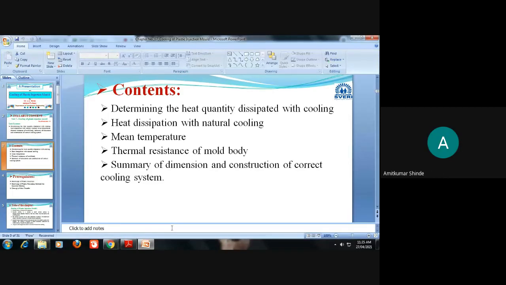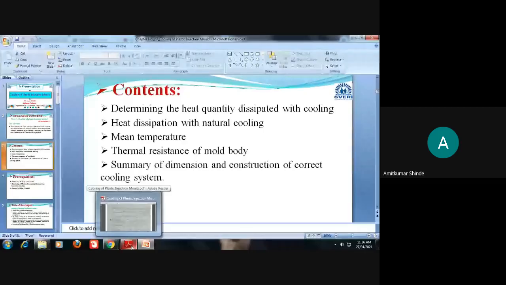Okay, and now I think this technical issue has been resolved. I think the presentation is visible on your screen. Now we will go to the next point, that is determining the heat quantity dissipated with the cooling. How to determine the heat quantity in the cooling of the plastic injection mold.